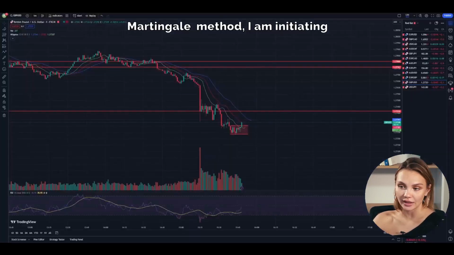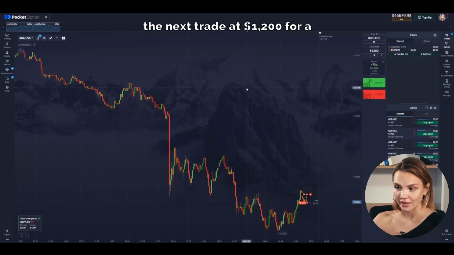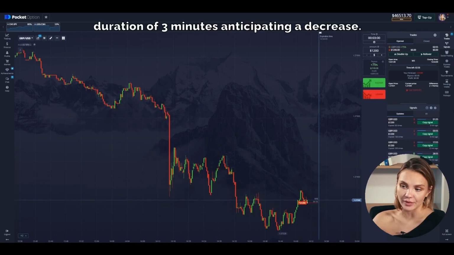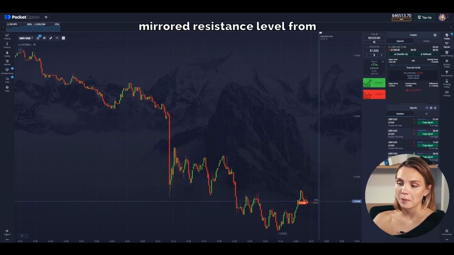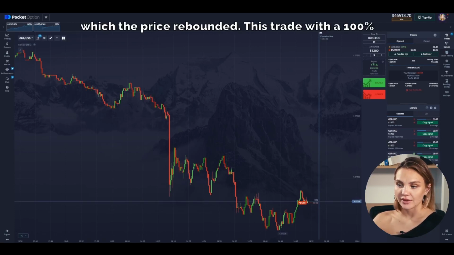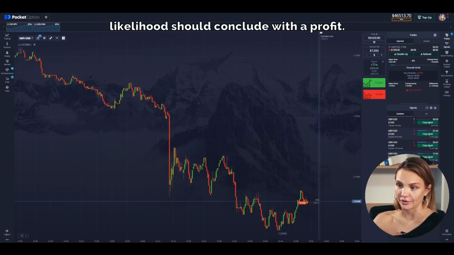Following the martingale method, I'm initiating the next trade at $1,200 for a duration of 3 minutes, anticipating a decrease. Additionally, on the 15-second time frame, we observe a mirrored resistance level from which the price rebounded. This trade, with a 100% likelihood, should conclude with a profit.